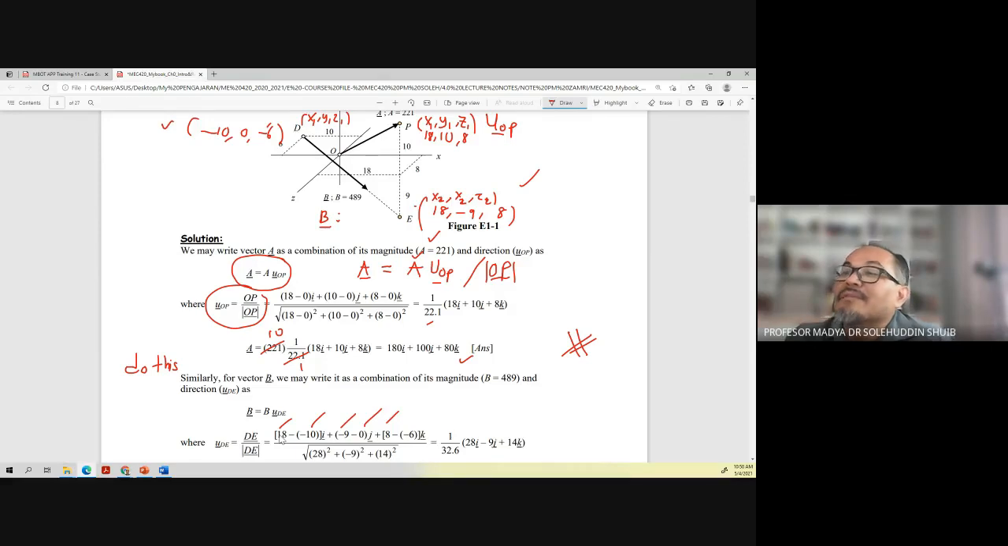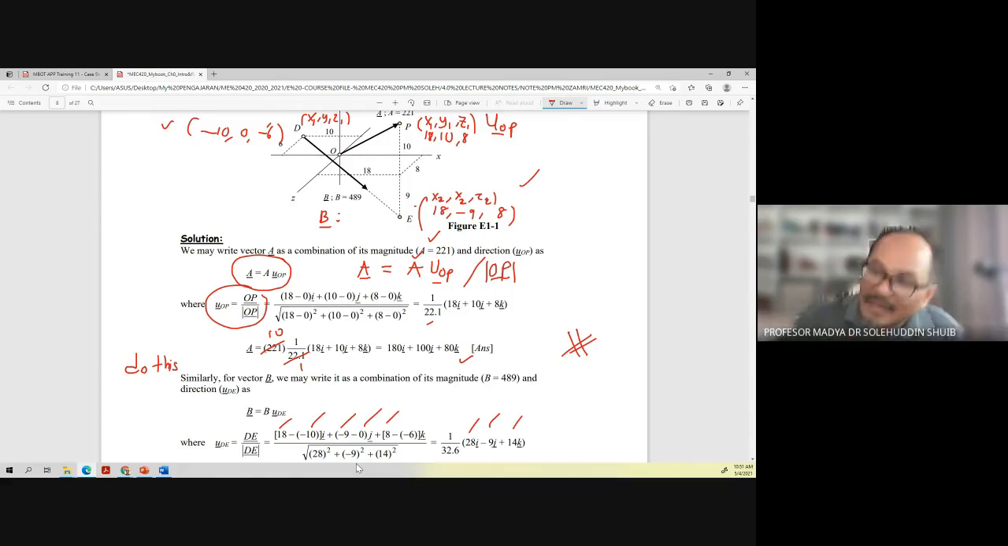So you find the difference. 18 minus 10, so 18 plus 10 is 28. And then minus 9 minus 0, so you get minus 9. And then 8 minus 6, so 8 plus 6 is 14. Then you take the square root of that, the magnitude of DE: 28 squared plus 9 squared plus 14 squared.